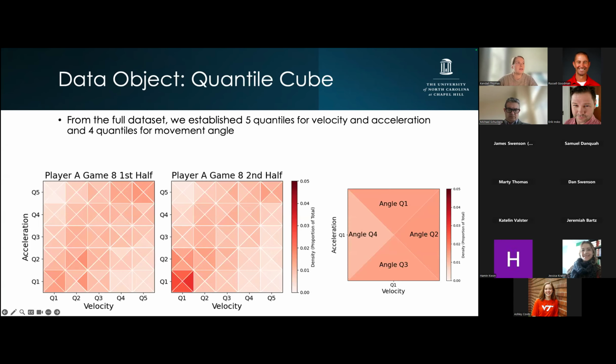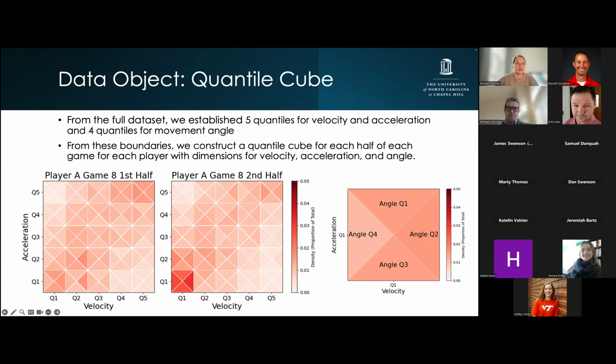So from there, we defined what we like to call our data object, which is our quantile cube. So from our full data set, we established 5 quantiles for velocity, 5 for acceleration, and 4 for movement angle. And from these boundaries, we then construct this thing we're going to call a quantile cube for each half of each game for each player, with dimensions for velocity, acceleration, and angle.